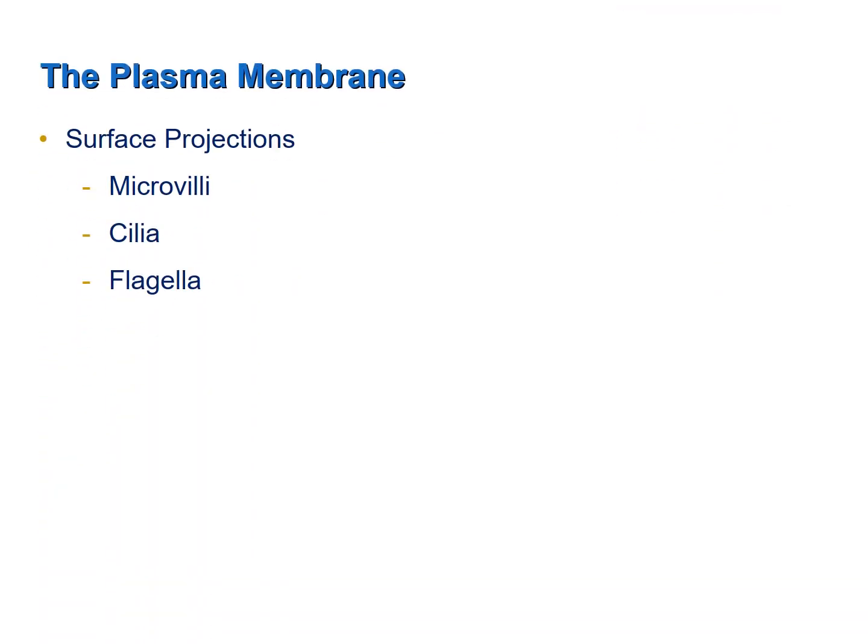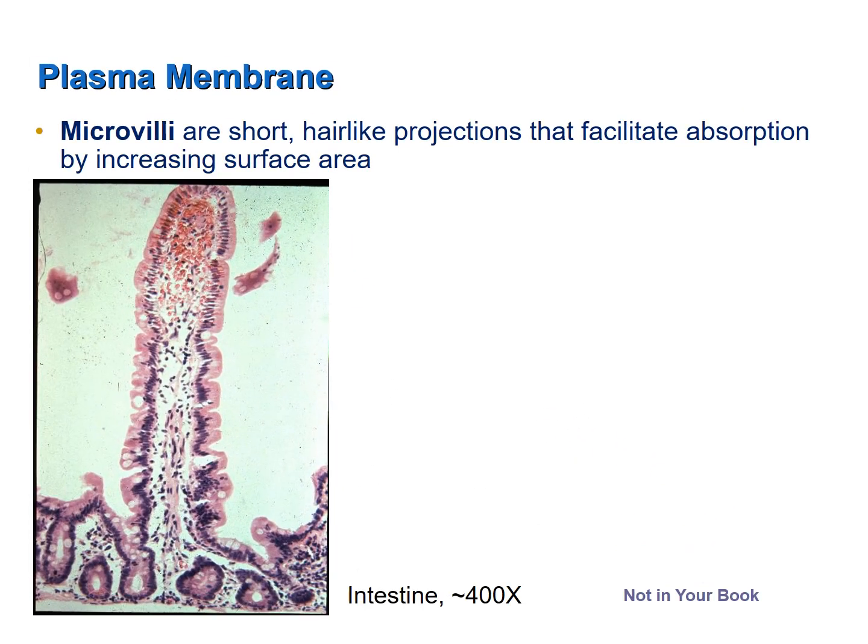The plasma membrane of some cells may be formed into specialized projections, including microvilli, cilia, and flagella. Let's talk first about microvilli. To find cells with microvilli, we have to search in a location where a lot of absorption occurs, because the function of microvilli is to increase surface area to facilitate absorption. One of those places is the small intestine. The small intestine is where most nutrients are absorbed from the GI tract into the blood.